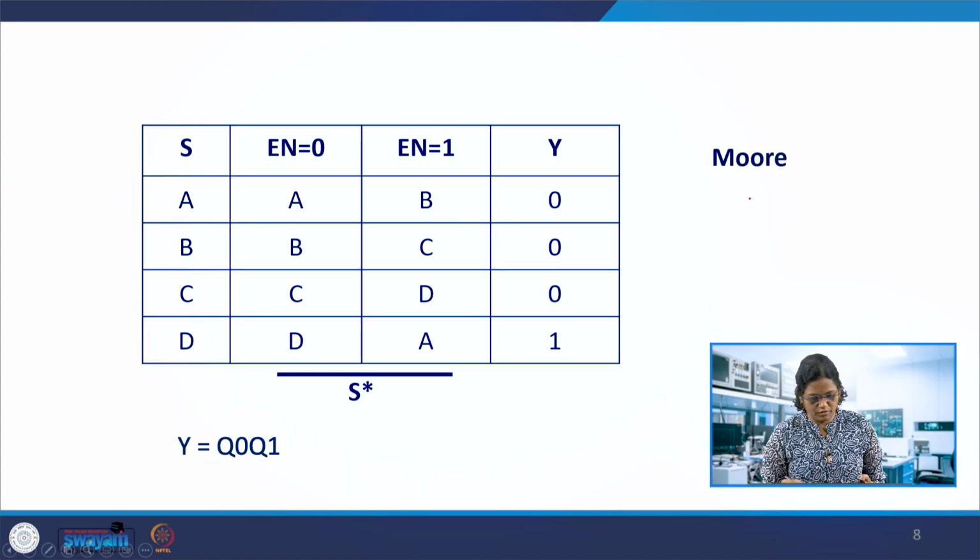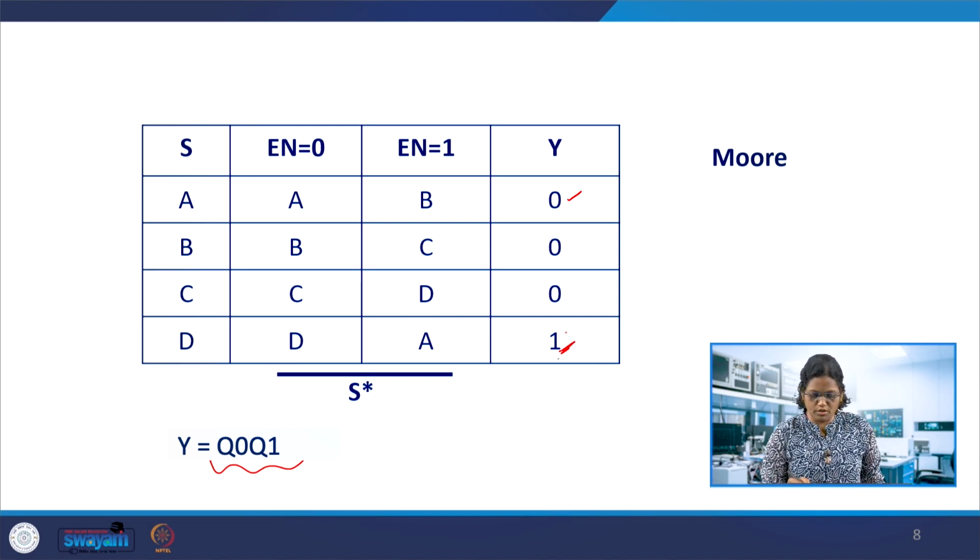So only this output decides whether it is Mealy or Moore. Y takes the enable into consideration also. And for the Moore machine, the Y is simply Q0 Q1. So if this is 0, then this is going to be 0. For state A the output is 0, B is 0 again, C is 0, because it is an AND logic, and D is 1, as we assigned.